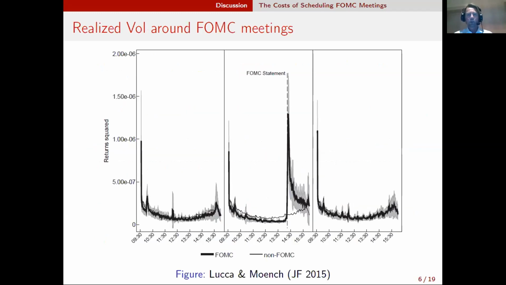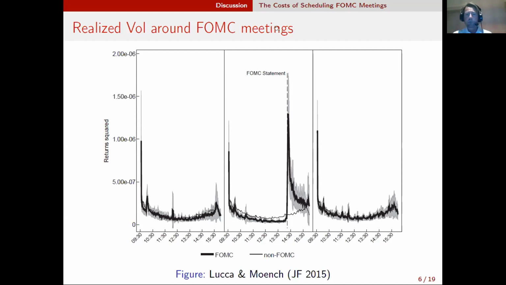Now here's the documentation from our paper again on realized volatility around FOMC meetings. So you see the typical U-shaped evolution of volatility, high in the morning, high in the evening, very low around lunchtime. You also have that on FOMC days, here the middle panel again. But on FOMC days, volatility tends to be a little lower still than on typical days, this thin black line here.